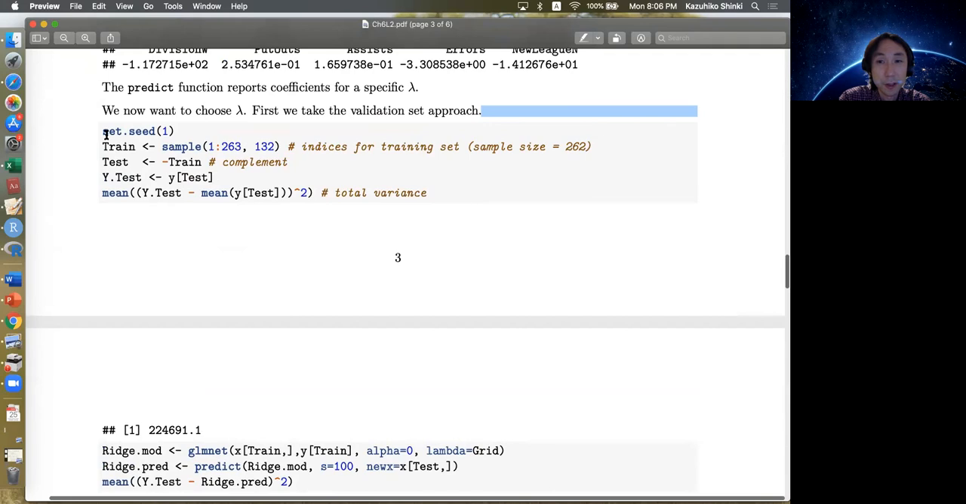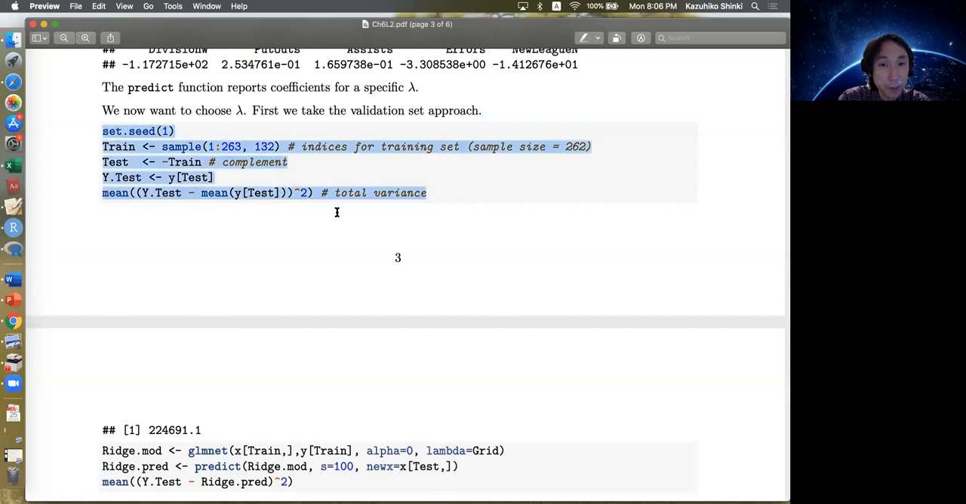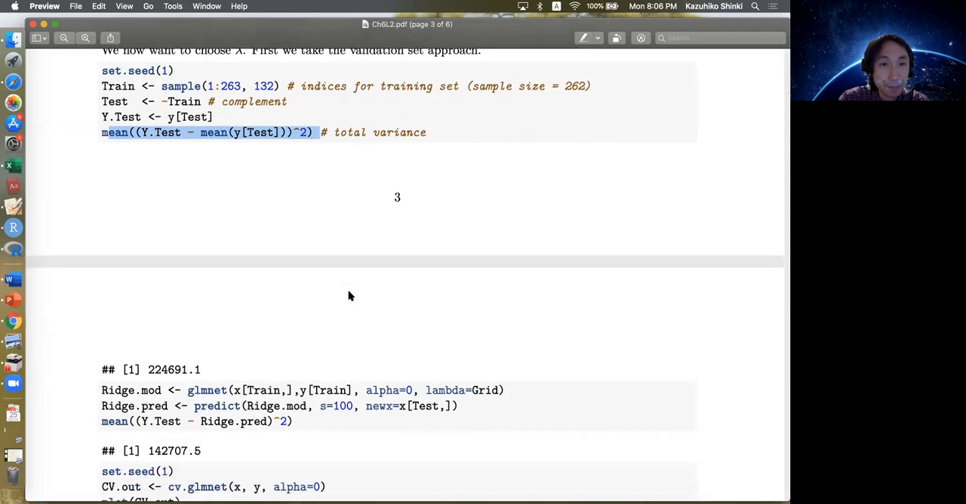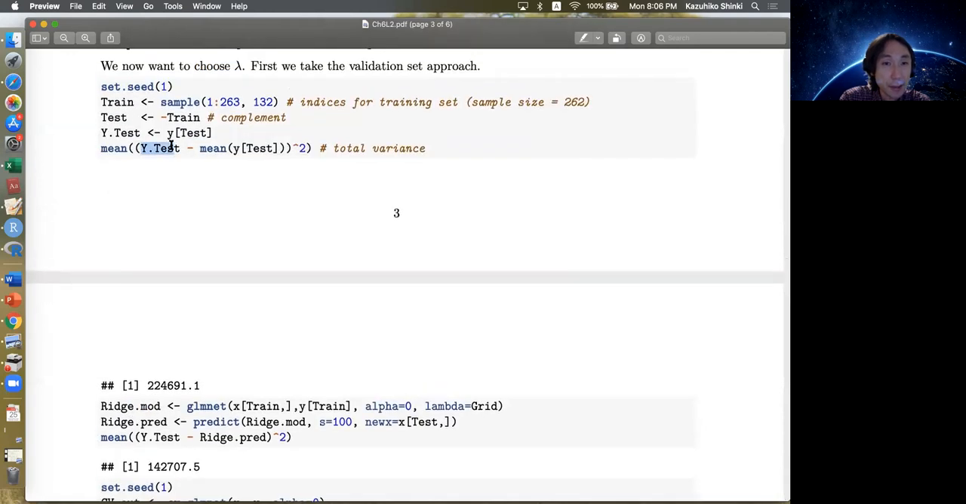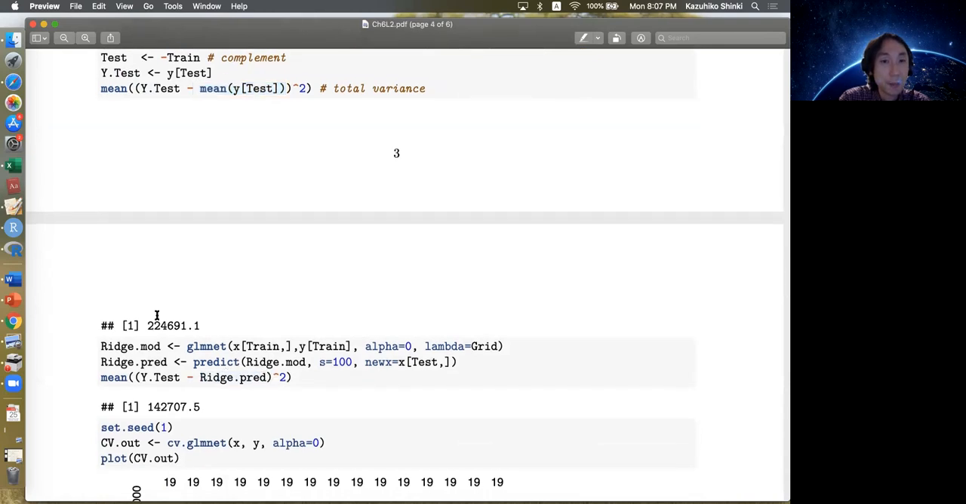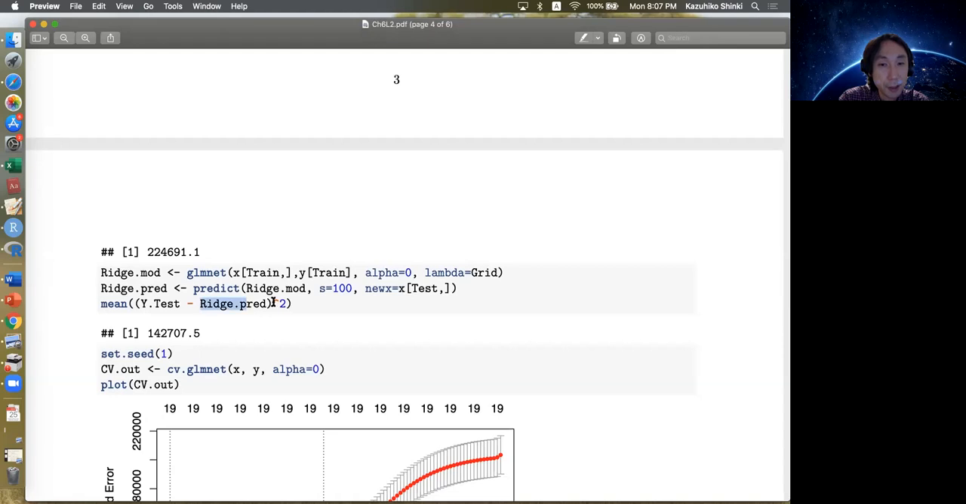I think that we still didn't really start the cross-validation. We start optimizing lambda. So if we do the validation approach here, we divide the data set into training and test, and look at the sum of squared errors for the test set. This is the response in the test set minus the average of the test set, so the total variation of the response variable. The total variation is 224,000. But if we do ridge regression, then the variance of errors is equal to 142,000, which is about 2/3 of the original.